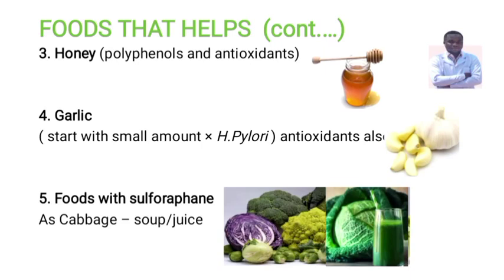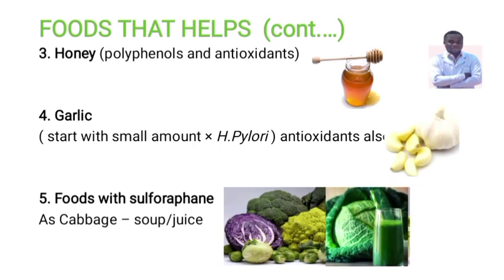But also we have garlic. The garlic must be taken in small amounts. If the body tolerates it, then the amount can be increased. Garlic inhibits the growth of Helicobacter pylori, and also has an antioxidant function. Therefore, it can be utilized for the treatment of peptic ulcer patients.